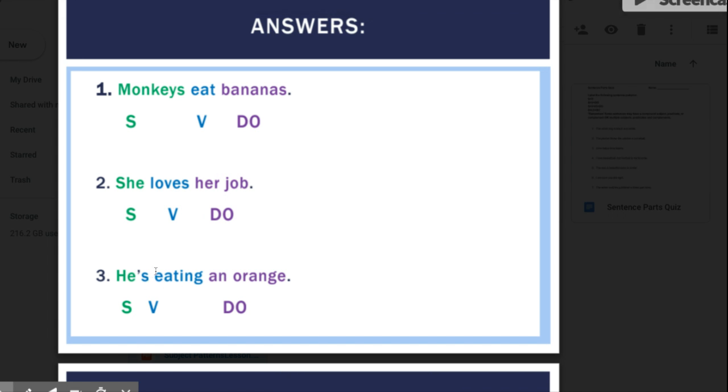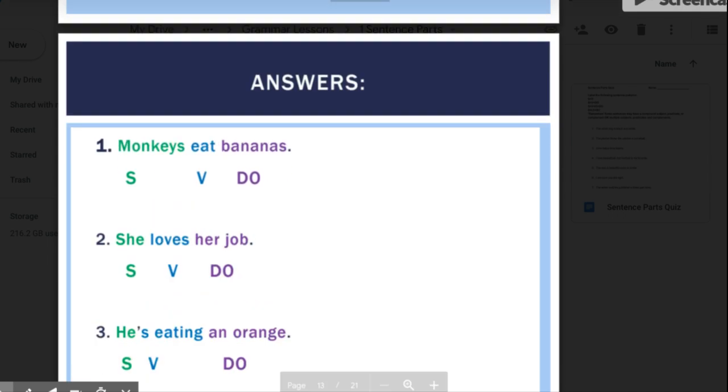So look here, this is a contraction, so you got to split it up into 2 words. He is eating. Is eating is that verb phrase. It's an action verb. And I have the direct object. What is he eating? An orange. What does she love? Her job. What do monkeys eat? Bananas. That gives you your direct object. So that's sentence pattern number 2. If you got all those right, great job.